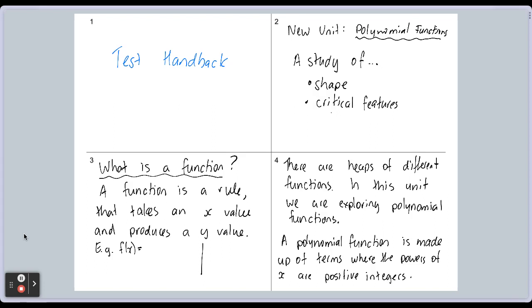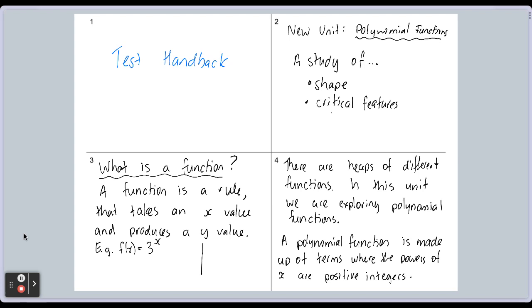F of x. That means it's a function whose input is x. It's a function f whose input is x, and it outputs y, right? Which is often why you see the rules written as y equals 3x plus 1. The rule is 3x plus 1. Y is the output. The function is f of x equals 3x. But I'll just put a few examples.